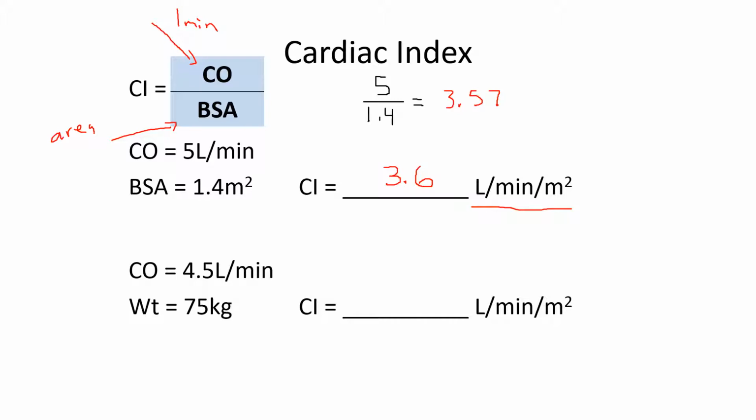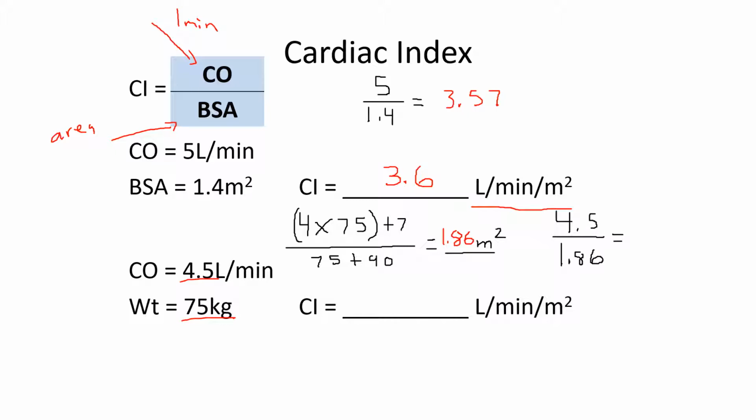For the second one, we're not given body surface area, but you know how to solve for body surface area. So this is a 2-for-1. So 4 times the body weight plus 7 divided by the body weight plus 90. So they have about 1.86 square meter body surface area. CO is already in the units we want, so we just divide by the body surface area. 4.5 liters divided by 1.86 meters squared. So an index of about 2.4.